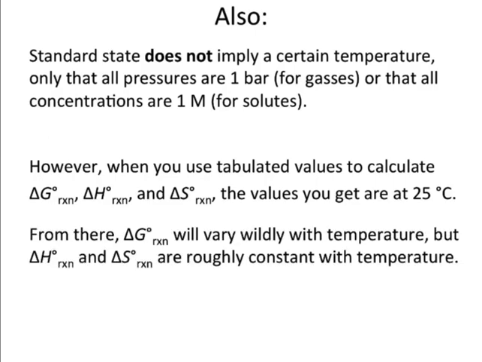So from there, delta G naught for the reaction is going to vary wildly with temperature because equilibrium position changes with temperature to a large degree. But delta H naught reaction, delta S naught reaction, those are roughly constant with temperature. I mean, that's not a great approximation that they're constant, but it's okay. And so you can use that approximation in this course if you so need.